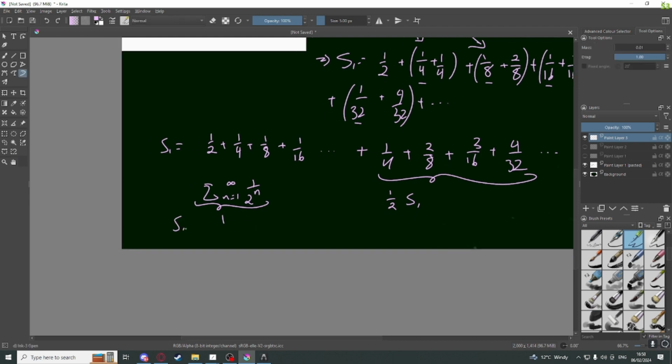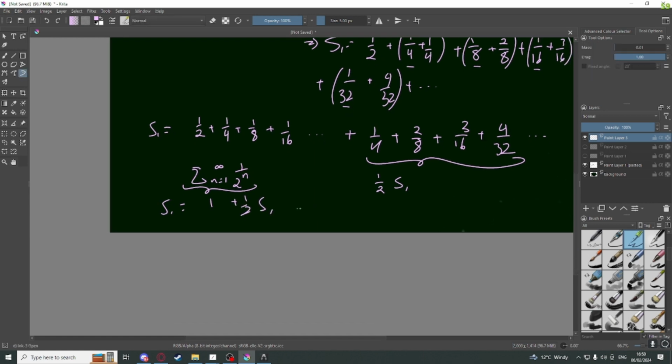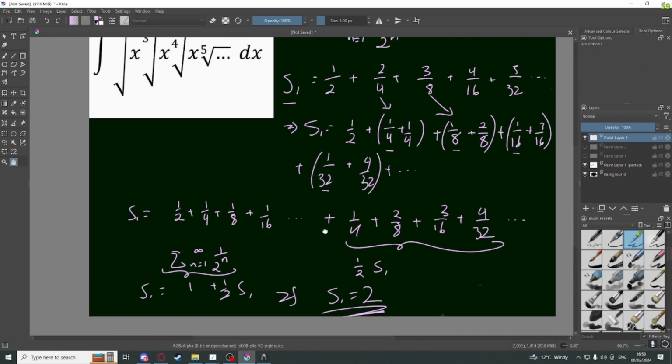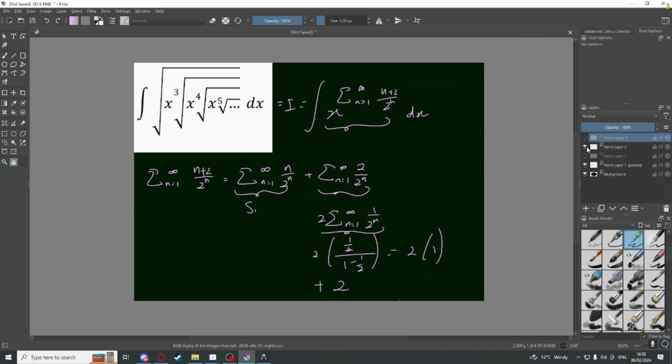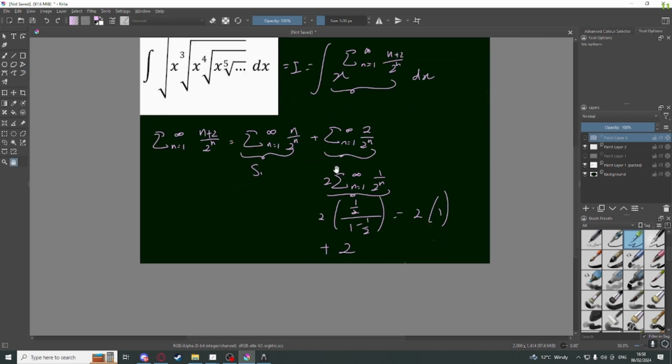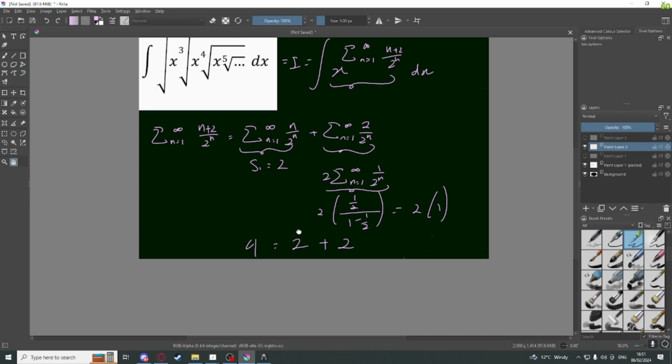So I get S1 is equal to 1 plus 1/2 of S1. And then what I can do is rearrange for S1, and I get S1 is equal to 2. Okay. And so going back, I get S1 is equal to 2, so I get 2 plus 2, and this is 4.